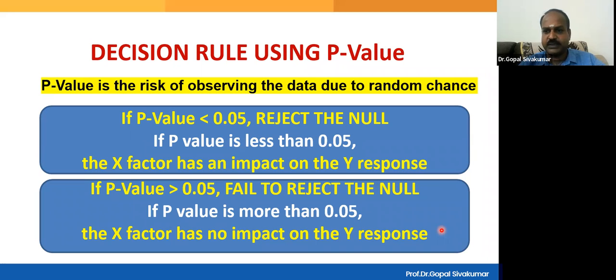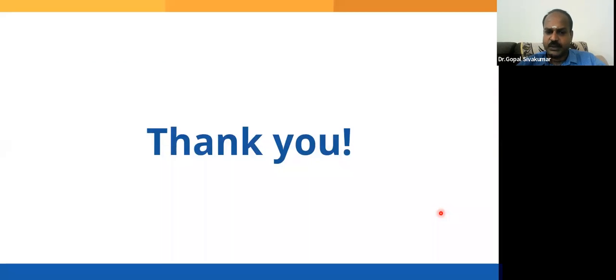Our null hypothesis is either we reject or we fail to reject. We reject the null only when p-value is less than 5%, and we fail to reject the null whenever p-value is more than 5%. Hope the lessons are very clear to you.